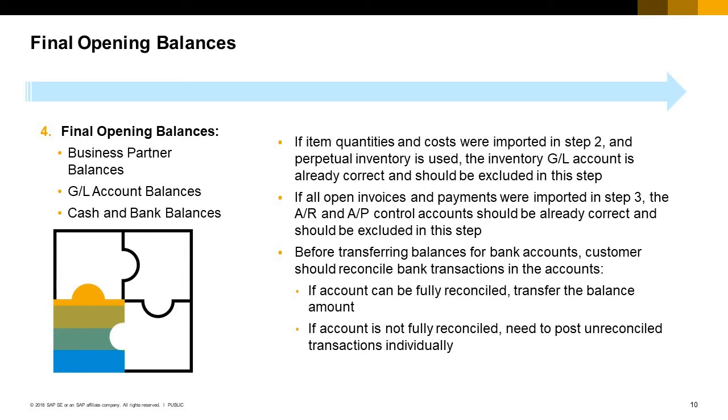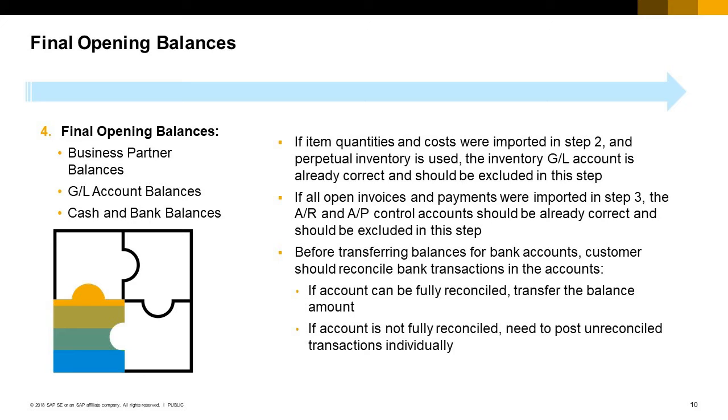Lastly, enter the final opening balances for business partners and GL accounts, including bank accounts. Important: if the item quantities and costs have been imported in Step 2, and perpetual inventory is used, the inventory GL account is already correct and should be excluded to avoid duplicate updates.